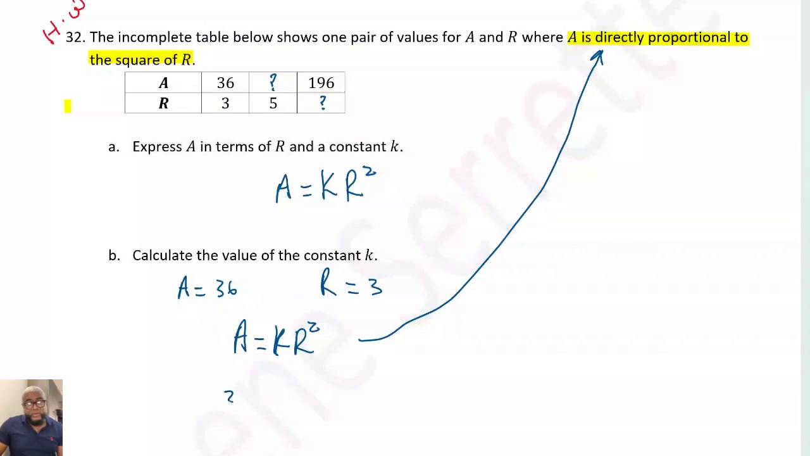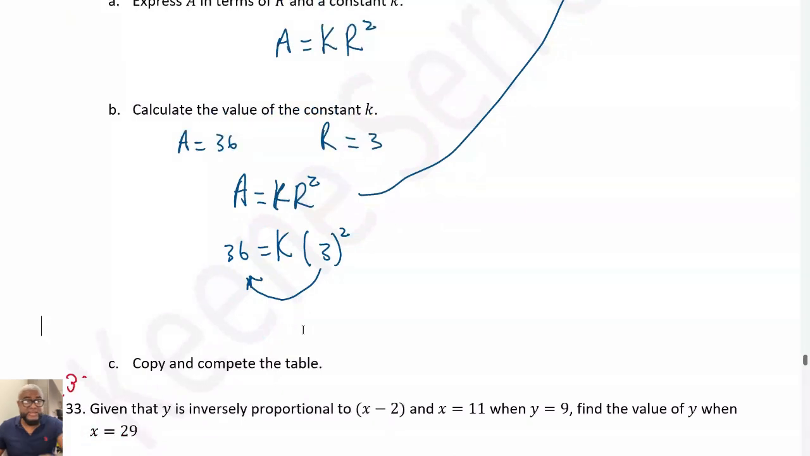Instead of A, I'm going to put 36 is equal to K. We don't know what K is. And instead of R, what do I put? 3 to the power of? 3 squared is what? 9. So this is like K multiplied by 9, which will now become division when you carry it to the left, right? So this is like the basic algebra concepts, right?